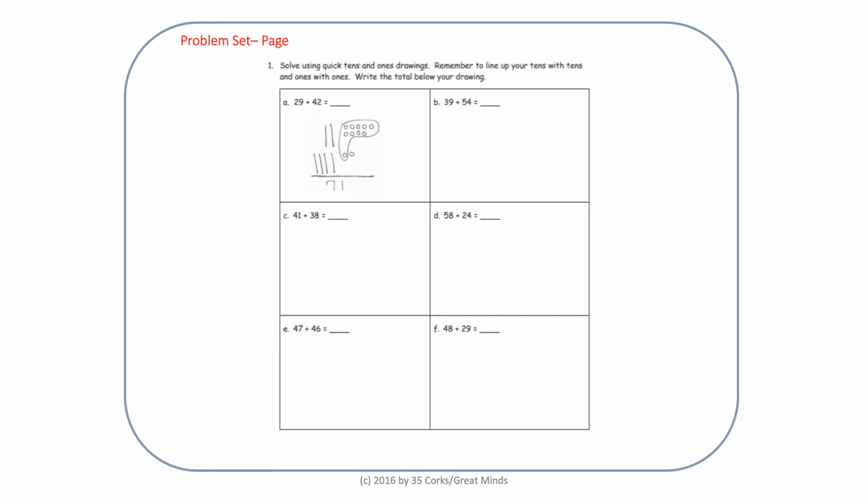On the first page of your problem set, you are solving using quick 10s and 1s drawings. Remember to line up your 10s with 10s and 1s with 1s. You're going to write the total below your drawing. So look at how in box A, it already gave you an example of what yours should look like. Make sure your work looks exactly like that every time you do it. This is getting you ready for second grade.